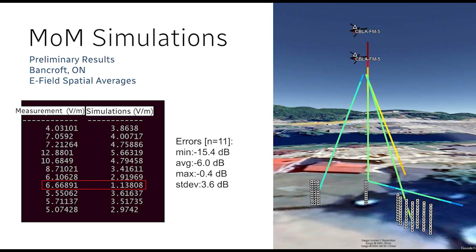So we have an average of 6 dB less in simulation than what we actually measured. So that's kind of bad, because we're underestimating the actual field. The minimum is 15 dB, which is bad as well, because we're underestimating the actual field by 15 dB. Unless that field is quite low. As you can see, none of those fields exceed the limit.